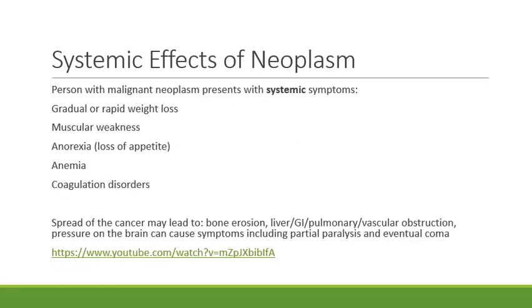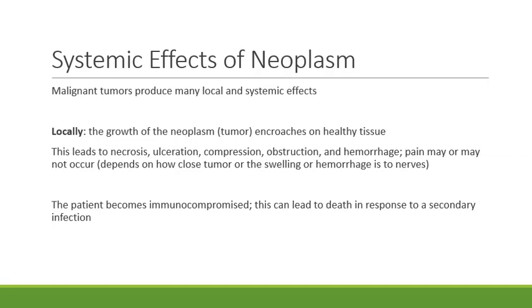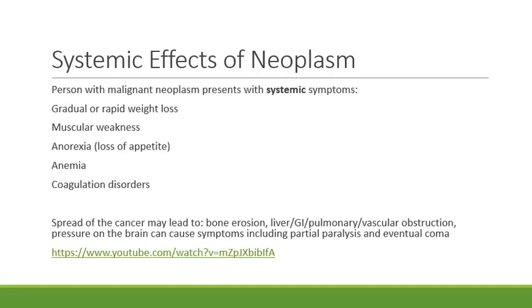Now, a person with a malignant neoplasm has these local effects, but the systemic symptoms can be gradual or rapid weight loss, muscular weakness, anorexia, or in other words, a loss of appetite, anemia, and coagulation disorders. Spread of the cancer may lead to bone erosion, liver, GI, pulmonary, or vascular obstruction. Pressure on the brain can also cause symptoms including partial paralysis and eventual coma.